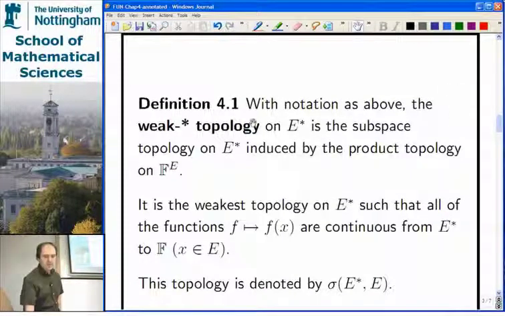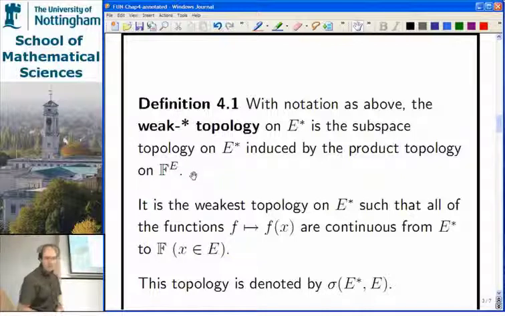So the weak star topology is defined on E star, and it's the subspace topology on E star induced by the product topology on F to the E, because you just regard it as a subset, and F to the E is a product of copies of F. So you can give the subspace topology. But of course, that's not very informative. What you'd really like to know is what properties does it have.